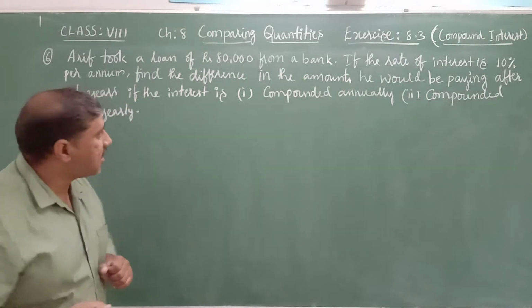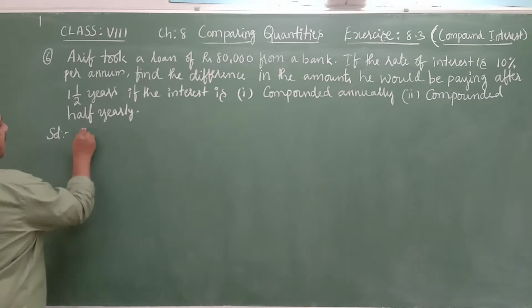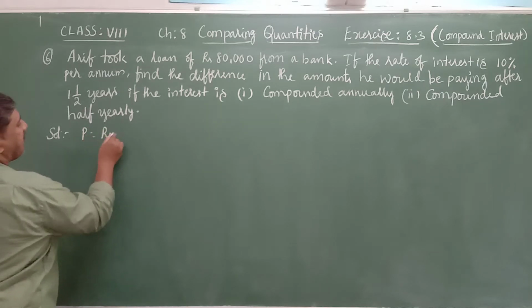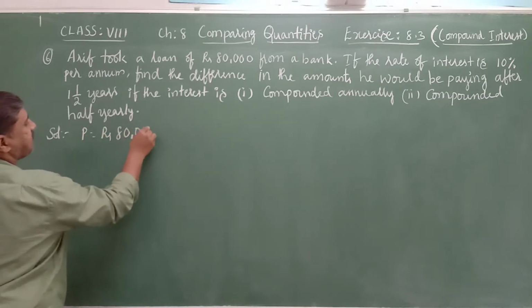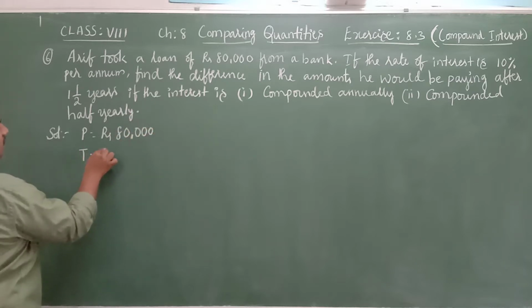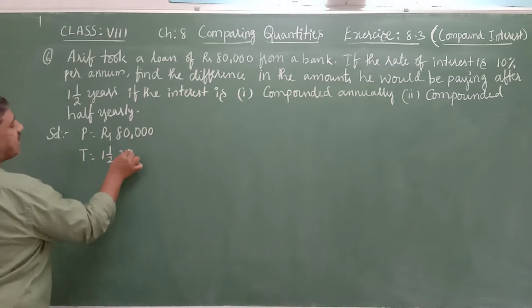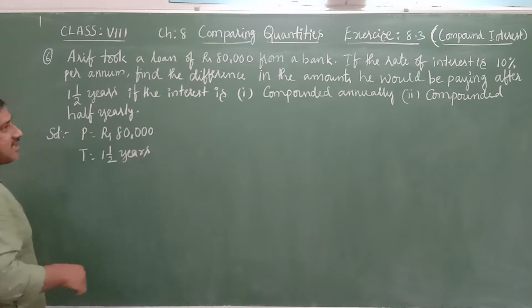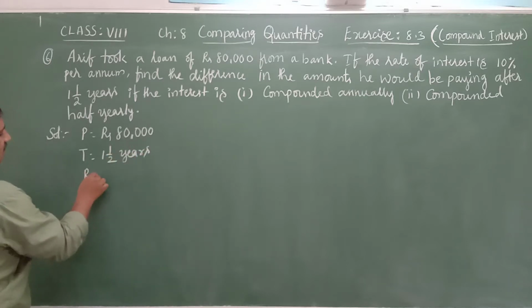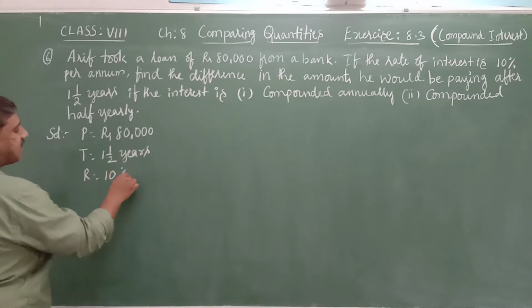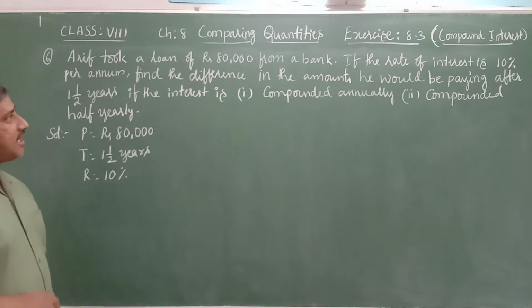Now, what is the principal here? P is equal to rupees 80,000, time T is equal to 1½ years, and rate of interest R is equal to 10%.